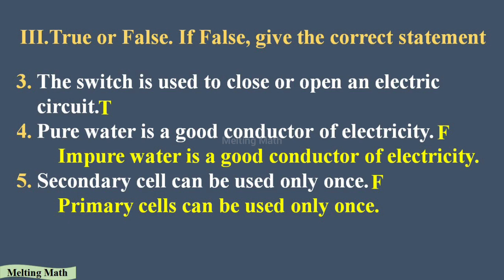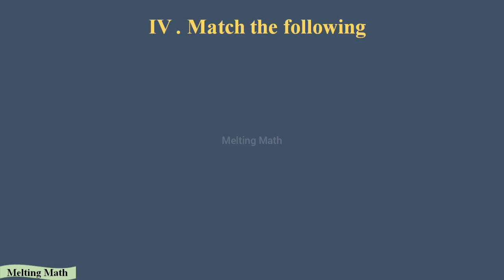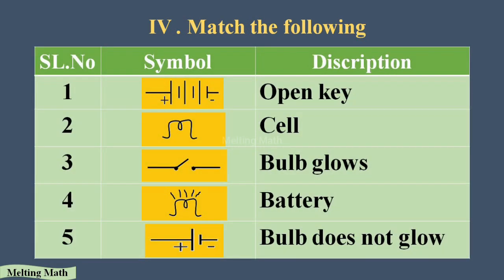Next, see the fourth number. Match the following. So just observe this. Observe the symbols. In first one they gave one symbol. Which symbol is it? It's a battery symbol, everybody knows it. Okay, then second one is which symbol? It's a bulb does not glow symbol. Okay, so third one, the circuit is in open form, so third one answer is open key.